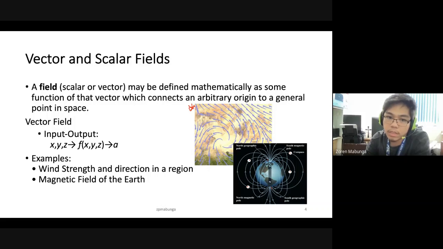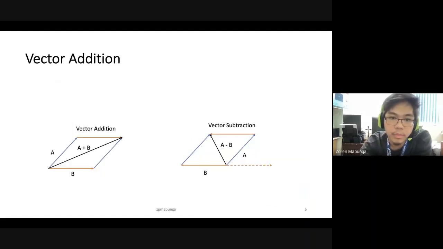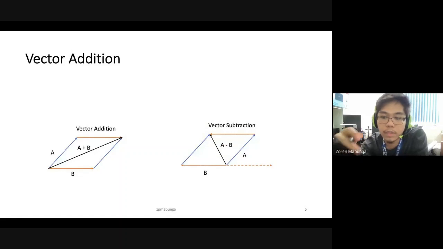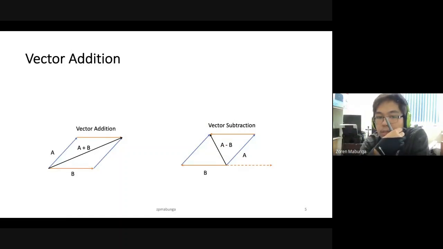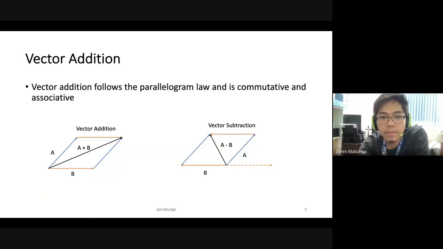So isa pa is yung magnetic field ng Earth. No? So from the north papunta south, yung magnetic field force, so that is also a vector field. Okay, so in vector, one operation involved dito is vector addition. Okay? So, paano ba tayo nag-a-add ng vector? So, vector addition follows the parallelogram law and is commutative and associative.